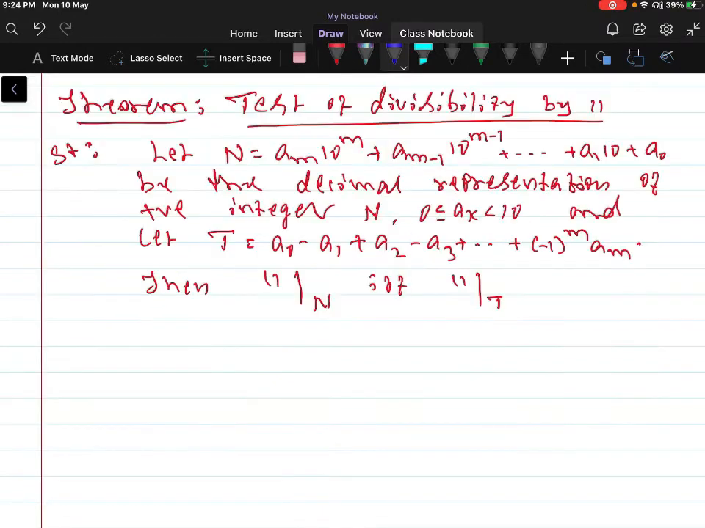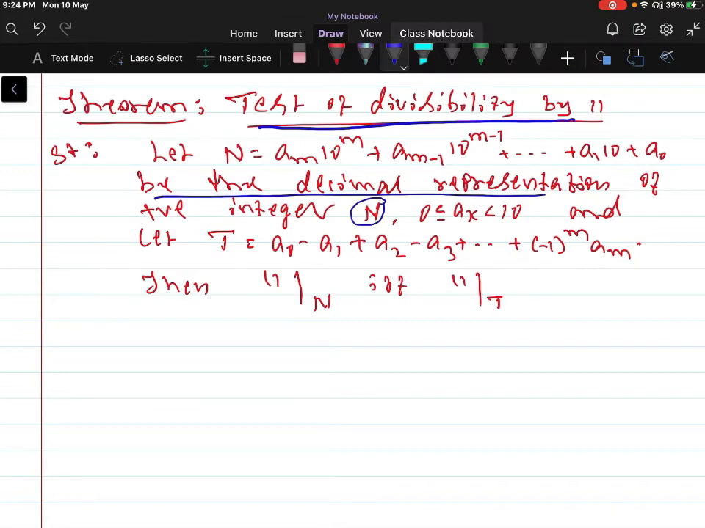We'll move to the test of divisibility by 11. Let us take a statement. Let n be equal to am 10 to the power of m plus am minus 1 10 to the power of m minus 1 plus and so on, a1 into 10 plus a0 into 10 to the power 0, that is 1, be the decimal representation of a positive integer n.